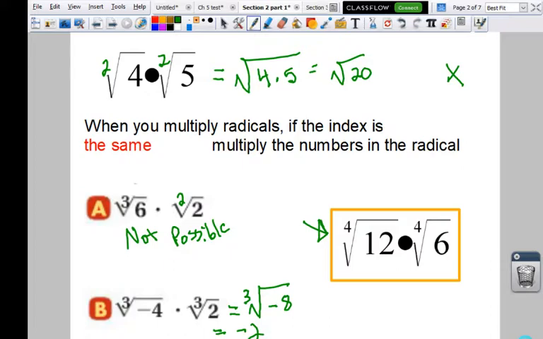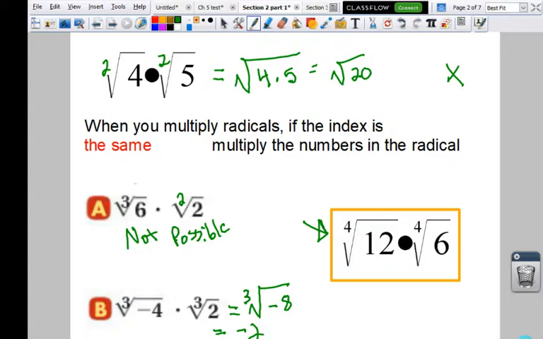If the index is the same, you can put together two radicals. So this is both square root, right? We can put these together into one big one. You do 4 times 5 is 20, right? That's really square root of 20. These, the indexes are different. That's a 3, that's 2. So it's not possible. But 3 is 3, you can put them together: negative 4 times 2 is negative 8, right? And you can actually plug that in, so you just get negative 2.